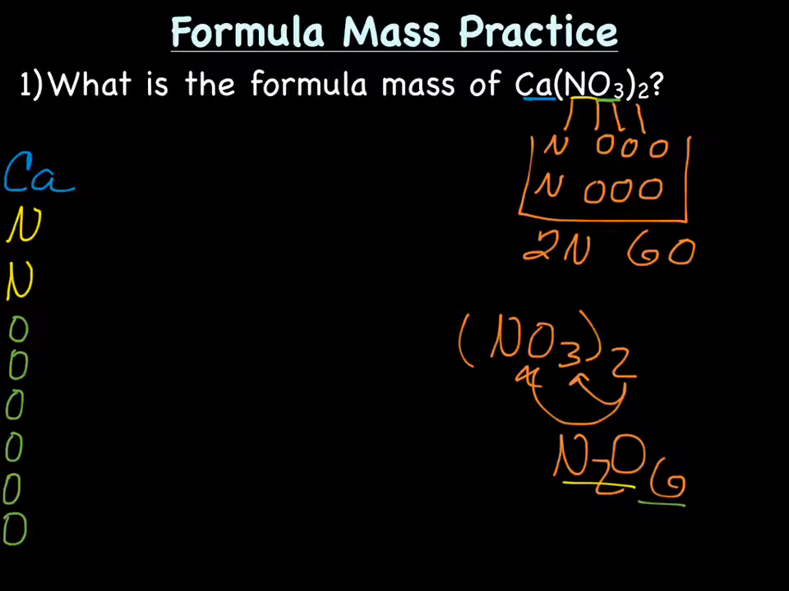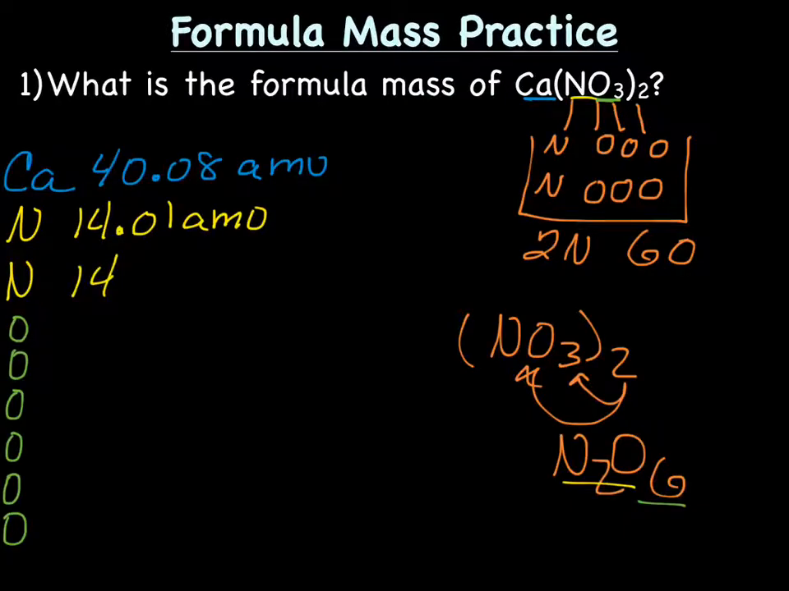Next, let's go to the periodic table and figure out the average atomic mass for calcium, nitrogen, and oxygen. Calcium has an average atomic mass of 40.08 AMU. Nitrogen has an atomic mass of 14.01 AMU. And oxygen has an average atomic mass of 16.00 AMU.